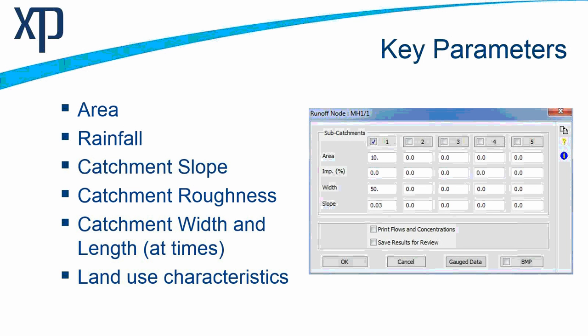The second point from the data entry perspective in our software is the fraction impervious, which is a function of its land use characteristic, its catchment slope, the roughness of the catchment, and at times the length or width of the catchment may be important depending on which method of analysis you're interested in.